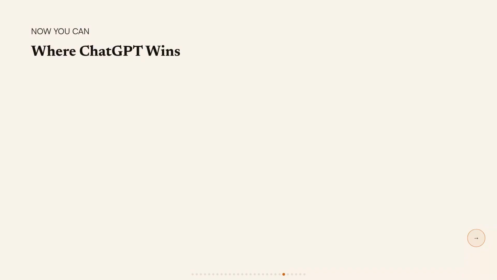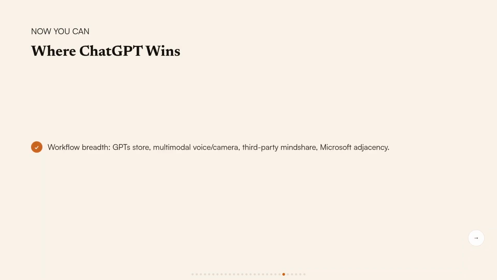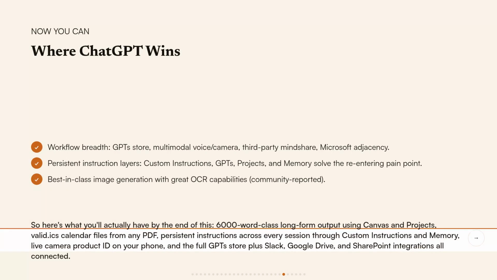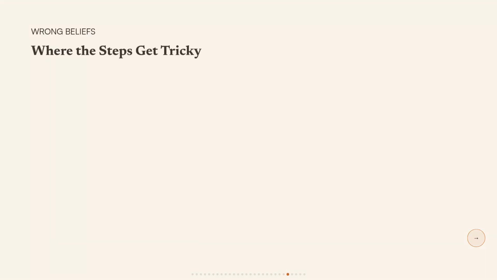6,000 word long-form output using Canvas and projects. Valid .ics calendar files from any PDF. Persistent instructions across every session through custom instructions and memory. Live camera product ID on your phone, and the full GPT store plus Slack, Google Drive, and SharePoint integrations all connected. And here are the 3 mistakes that'll trip you up.